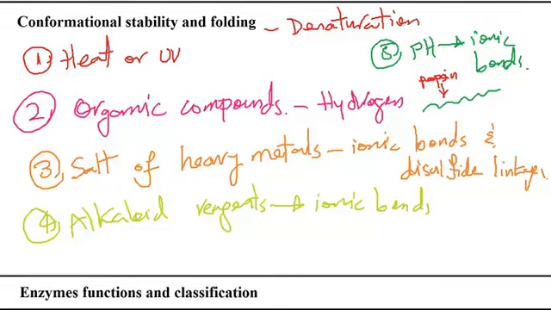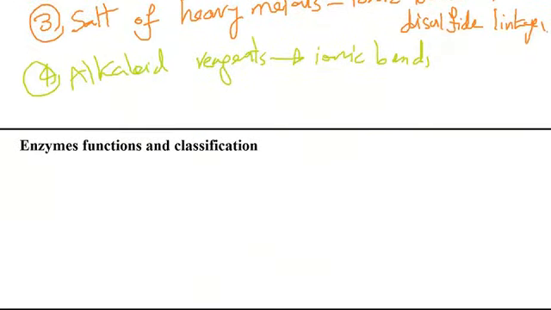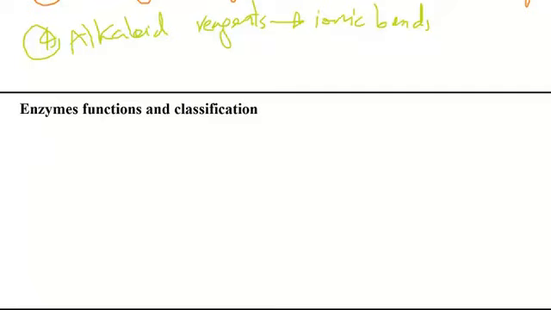Now, moving on to the next concept, which is enzyme functions and classification. So basically, most enzymes are made of proteins. And the reason I say most enzymes is that there are some molecules, for instance, ribozyme, which is an RNA molecule that has enzymatic activity. So not necessarily all enzymes are proteins. However, most enzymes are made of proteins.